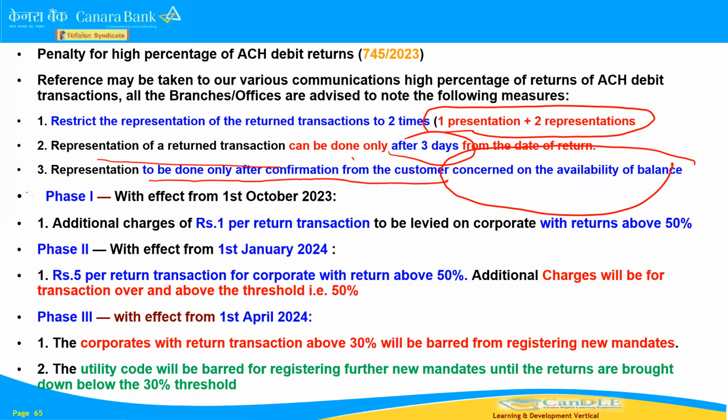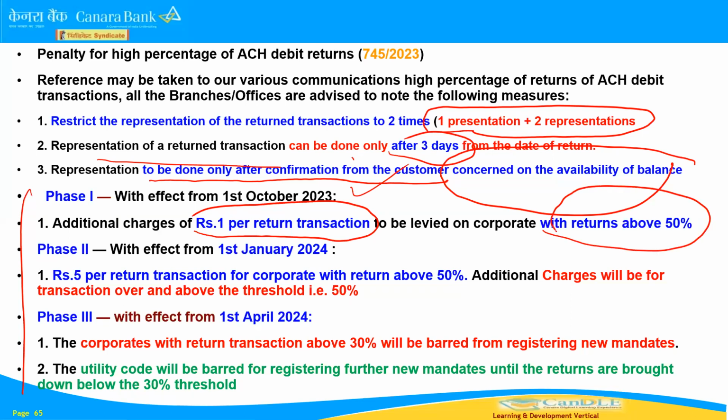Then they are following this in 3 phases. Phase 1, 1st October 2023: the bank wants to charge an additional 1 rupee per transaction, levied on corporates with returns above 50%. From 1st January 2024, 5 rupees per return transaction they will charge on corporates. And the above charges will apply only after the threshold of 50%.